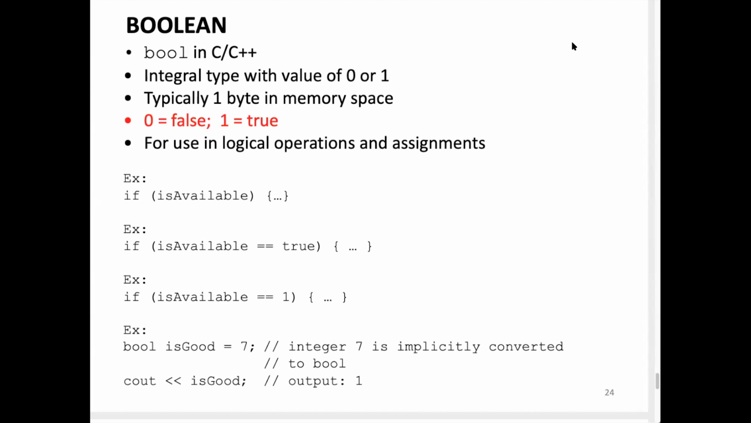So let's talk about Boolean. This is a very interesting data type. This is short for BOOL in C, C++. So what is Boolean? Well, Boolean is either true or false, right? True is 1, false is 0.